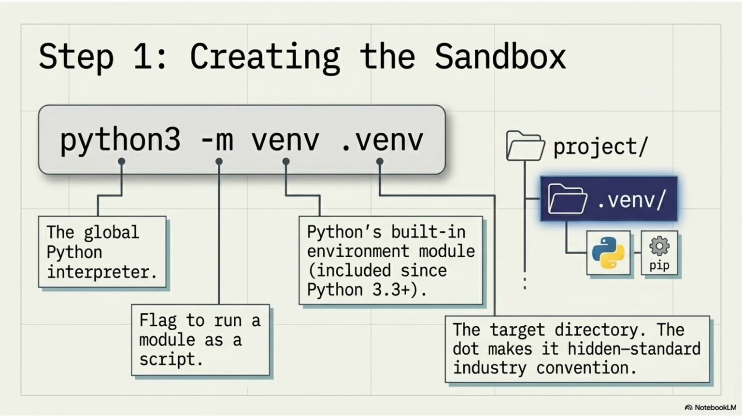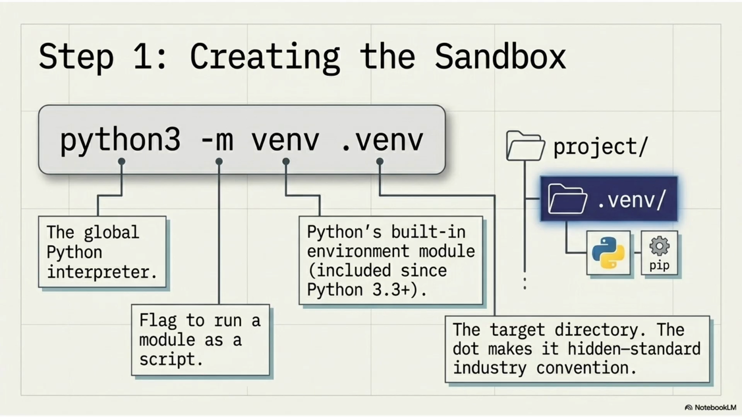This slide dissects the single command that creates your virtual environment, python3 -m venv .venv. Each component is labeled. Python3 calls the global Python interpreter. -m is the flag telling Python to run a built-in module as a script. venv is that module, Python's built-in virtual environment creator, included since Python 3.3. No installation is required. .venv is the target directory name. The dot prefix makes it hidden by convention.